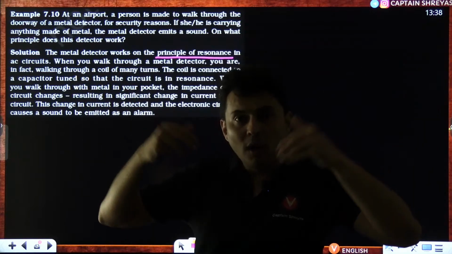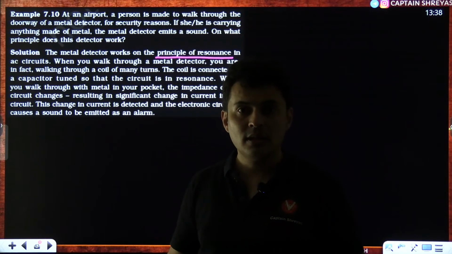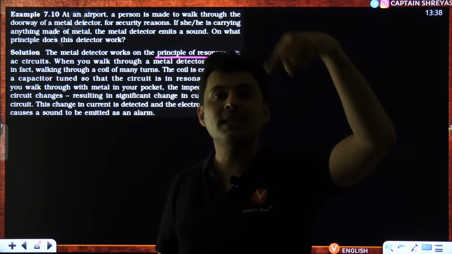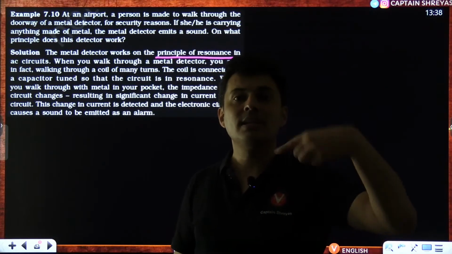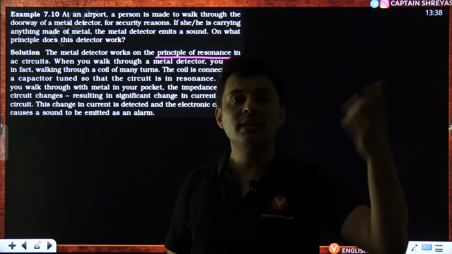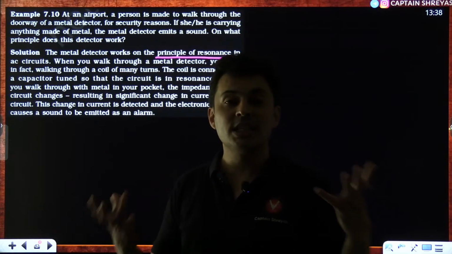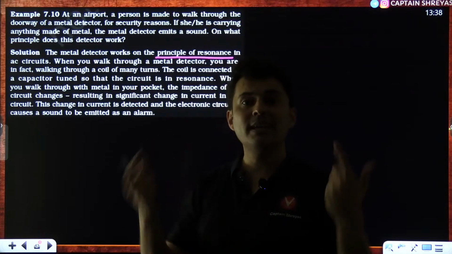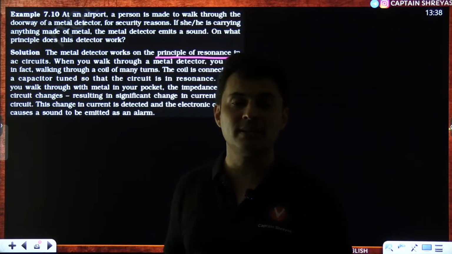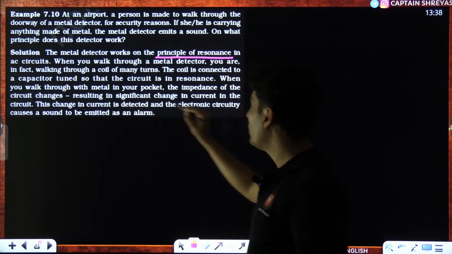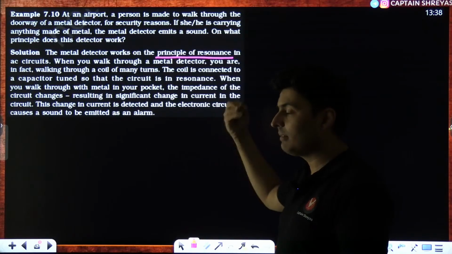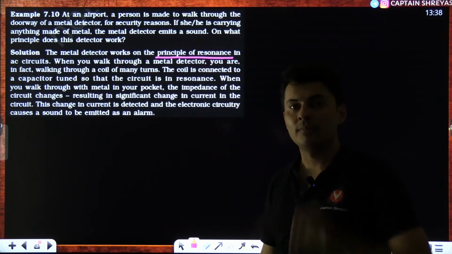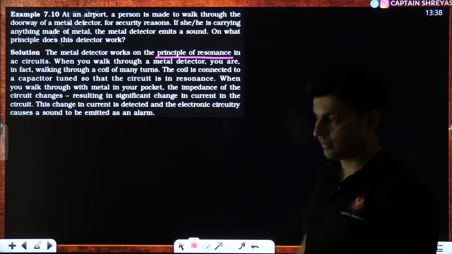When you walk through that detector carrying a metallic object, it will change the inductance of the coil. It will change the total inductive property of the system, which will then affect the resonance. It will not resonate properly. Because of this the current will change, and this change triggers an alarm, and that's why it will start beeping.